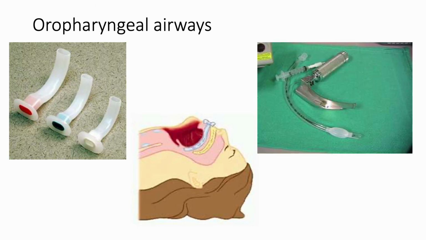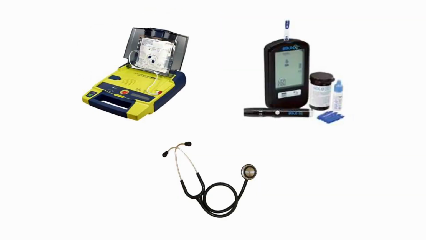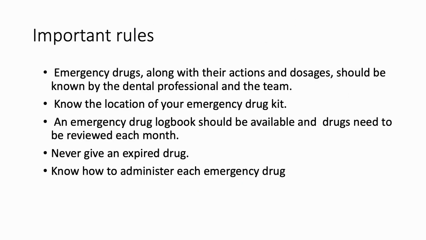This is just to show the oropharyngeal airway instrument. We have the oropharyngeal tube and endotracheal tube with laryngoscope. These are important instrumentation to maintain the patency of the airway. We also have the ambu bag and face mask and also the oxygen tank. Other accessories should include the automated external defibrillator, glucometer, and also stethoscopes.